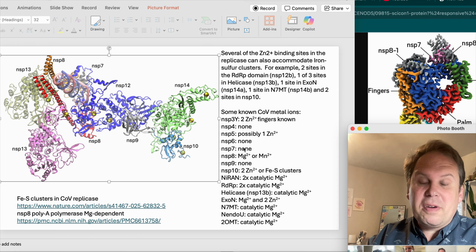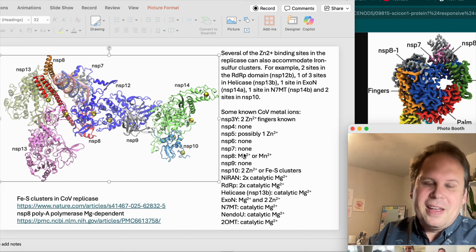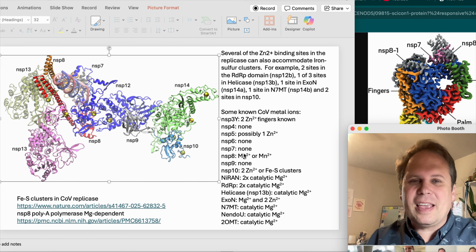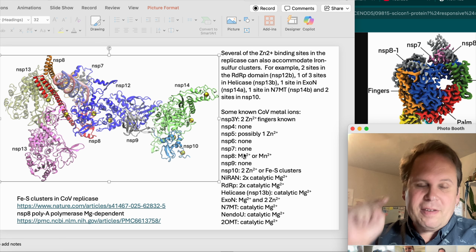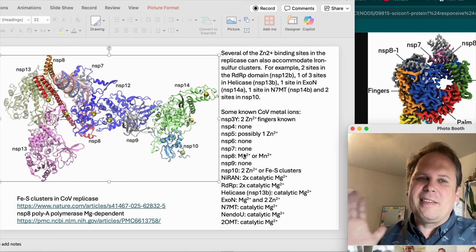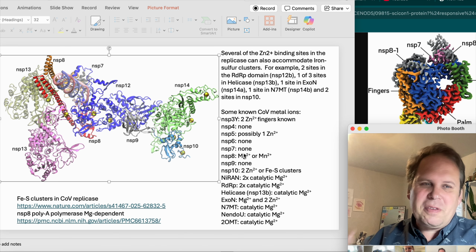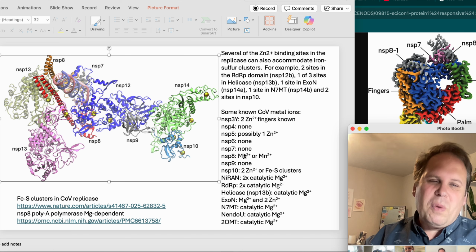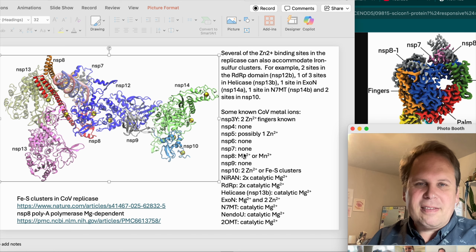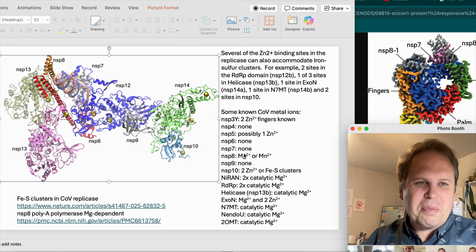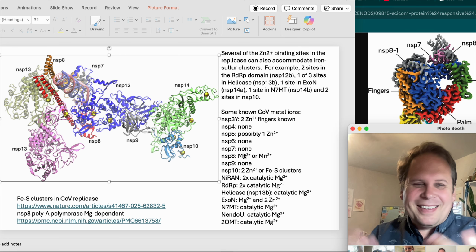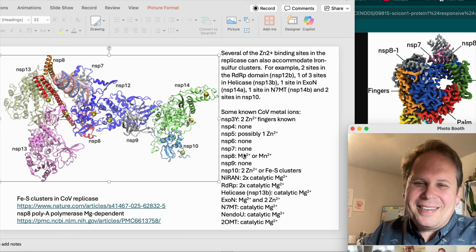Okay, NSP 4, 6, and 7 definitely, as far as we know at the moment, do not have any metal ions associated. NSP 5, there is one paper that shows that in one form of the purified protein, there's a zinc which is actually bound to, interacting with one of the catalytically important cysteines in the molecule. It is not certain and is actually not thought probable that that's part of the enzyme mechanism, but it's there, so I'm telling you. So, maybe, but probably not.